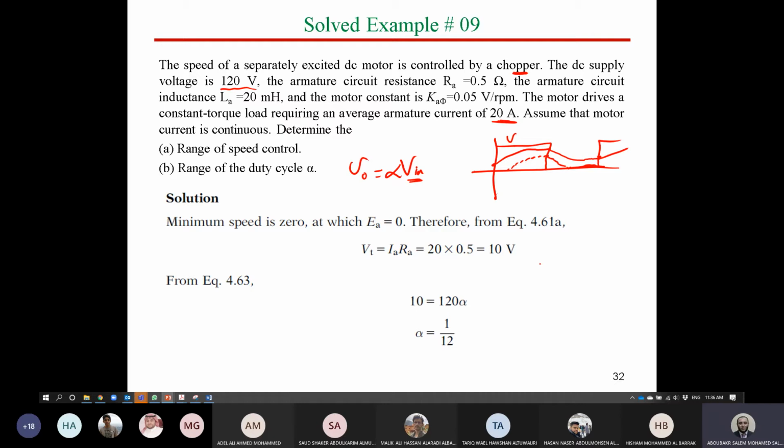So we can say now, starting with the part of speed range. So speed range, we can say 0 speed can be obtained at EMF equals 0. And this can be obtained at Vt equals IA RA. And you have the value of current. The average current is given and it's constant, multiplied by 0.5 ohms. So this is now the amount of voltage if the speed is 0.